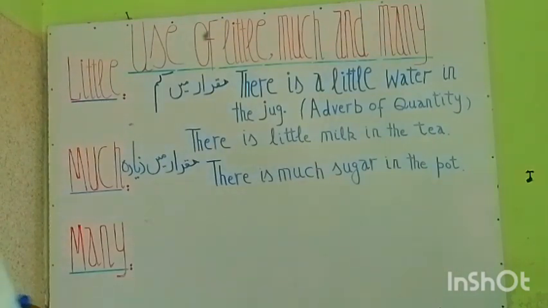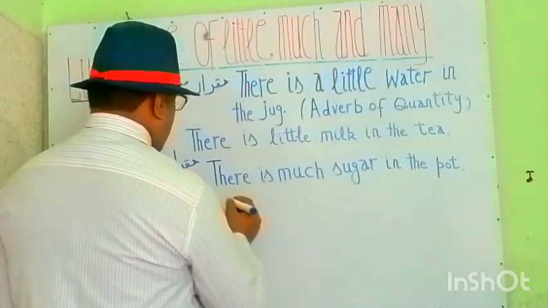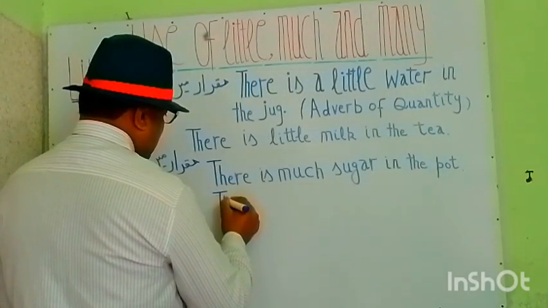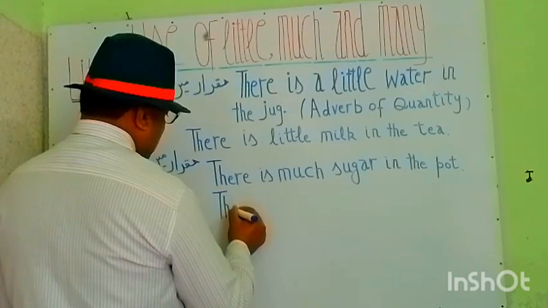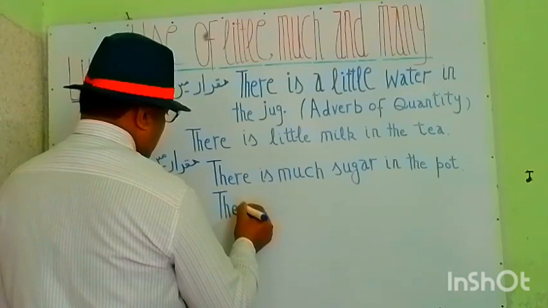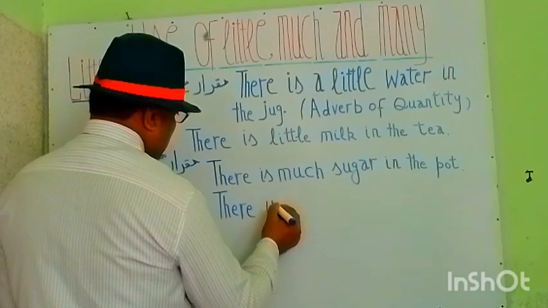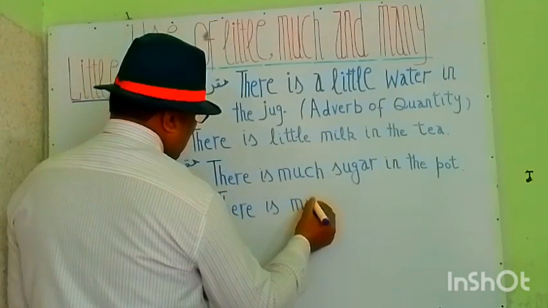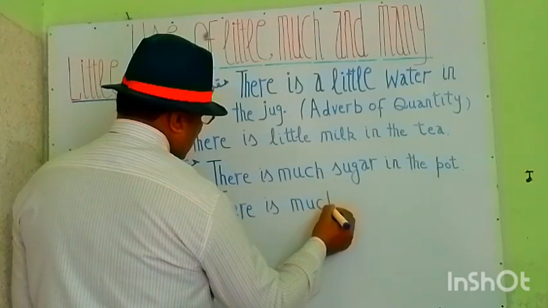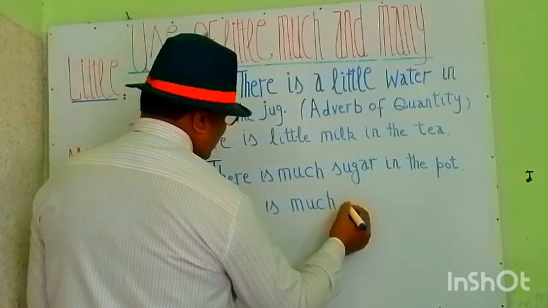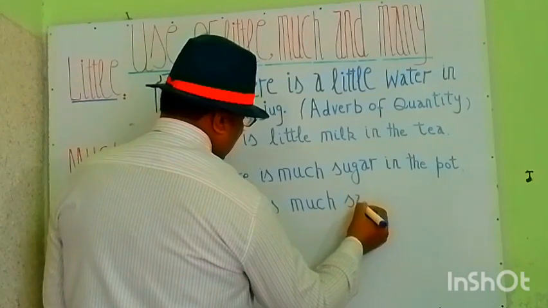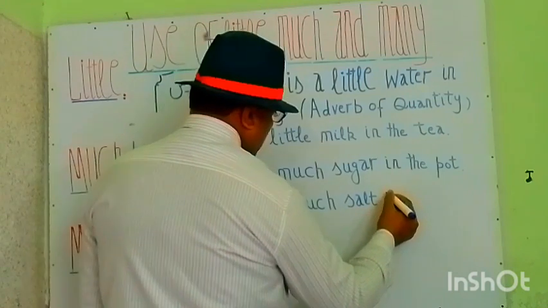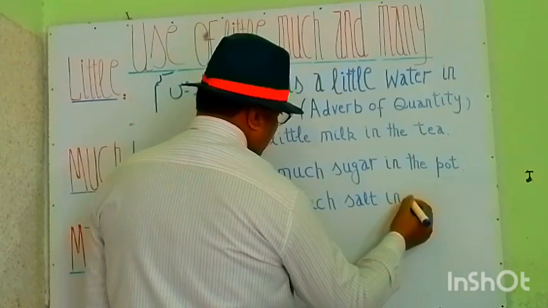Here see my students. There is much sugar in the pot, and another example you see here. Next example: there is much salt. There is much salt in the curry. S-A-L-T. There is much salt in the curry.